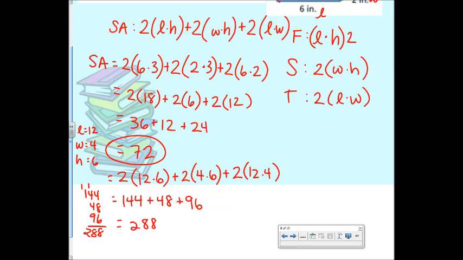Which means times 4. Can you put that away? Can you put it away?